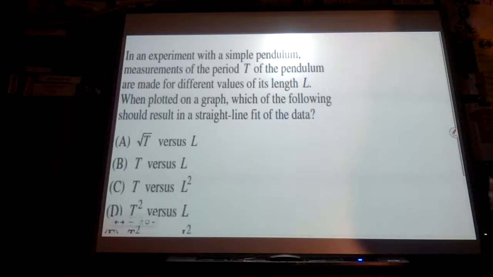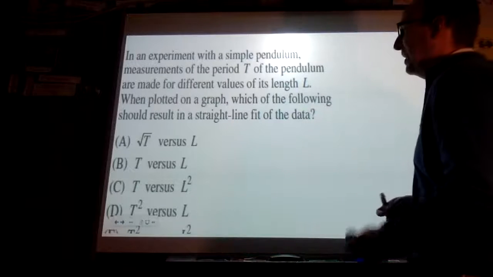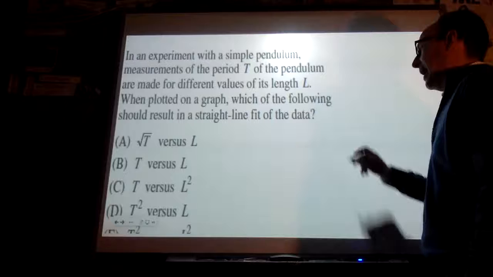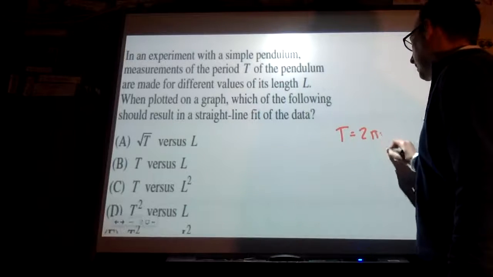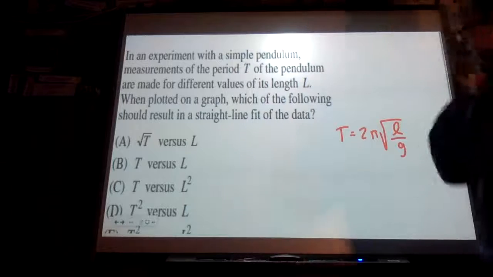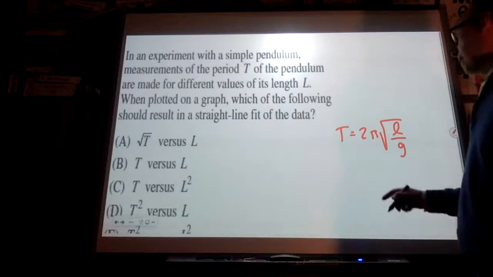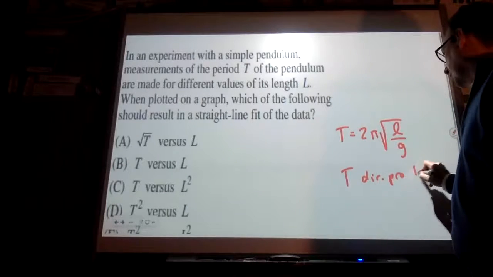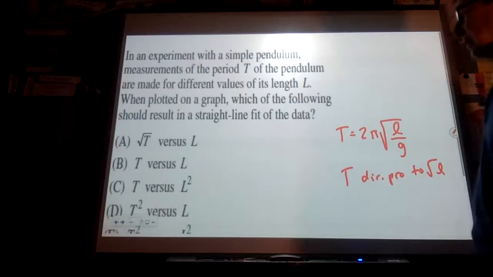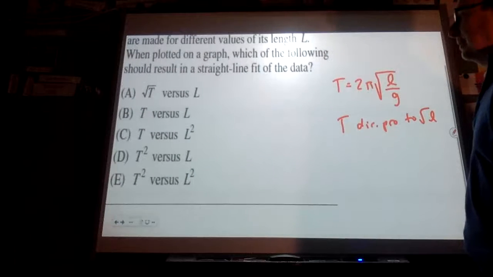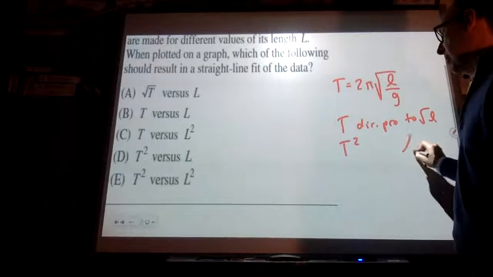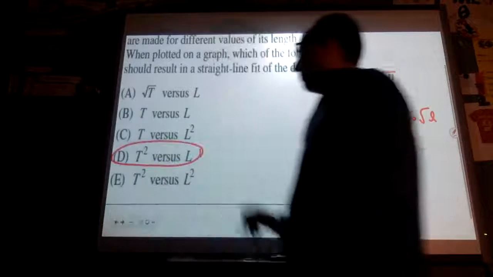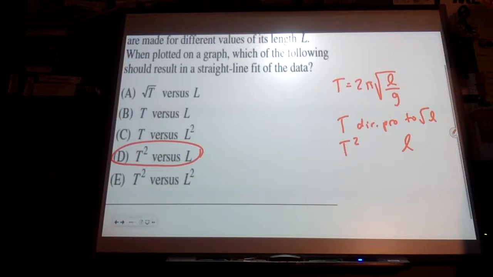In an experiment with a simple pendulum, measurements of the period T of a pendulum are made for 4 different values of length L. When plotted on the graph, which of the following would result in a straight line fit of the data? So we want to look at how T and L are related to each other. T is directly proportional to radical L. So do I have a T and a radical L? I do not. But I do have a T squared and an L. So that would give us a linear relationship.